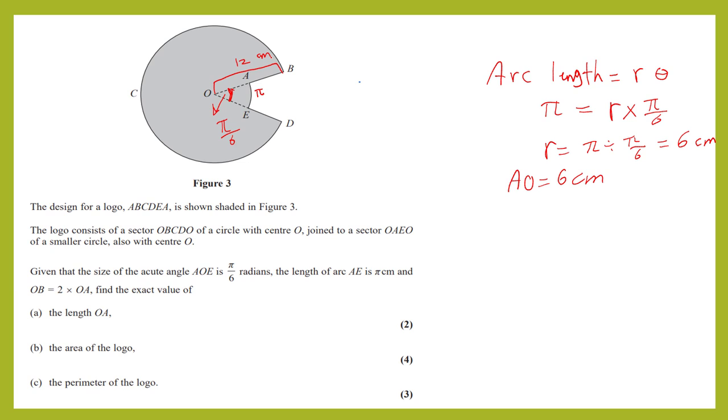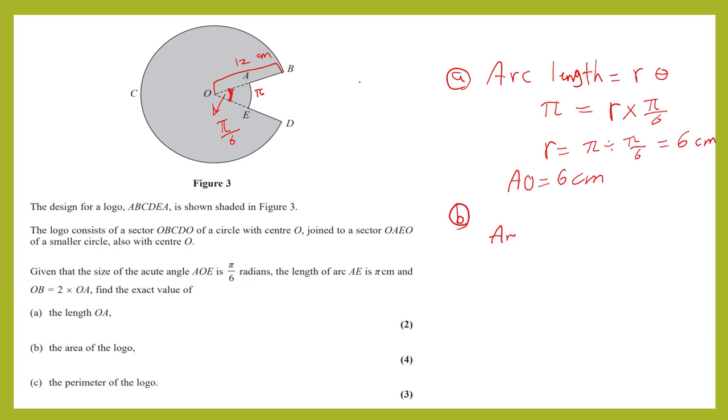In part B, we need to find the area of the logo, the area of the whole logo. So to get the area of this logo, what you'll do is you're going to find the area for the major sector plus this small sector together. Then you're going to find the answer for the area of this one. So let's start by finding first the area of the sector, the biggest one, which is OBCDO.